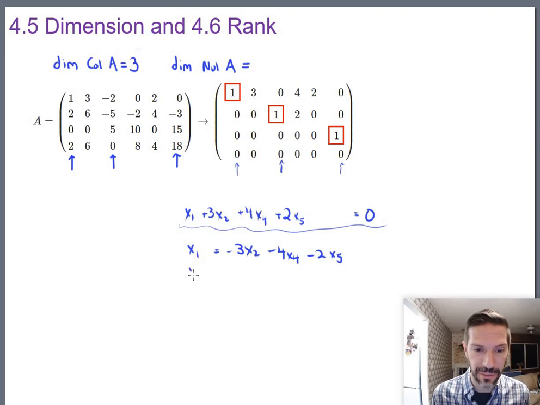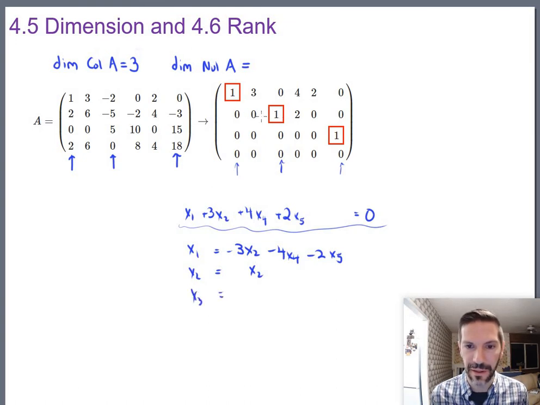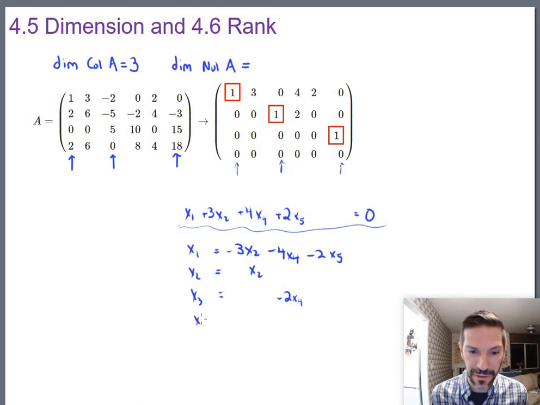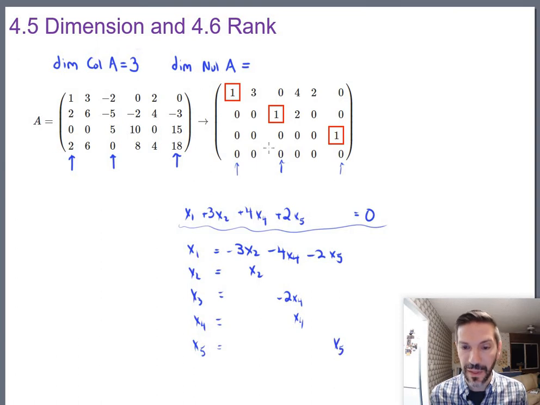X2 is a free variable, so x2 equals x2. X3, now I'm working on the second line here, so x3 minus 2x4. That's it for that one. So x4 and x5 are the other free variables. x4 equals x4 and x5 equals x5. x6 has to be 0. So just put that there somewhere.